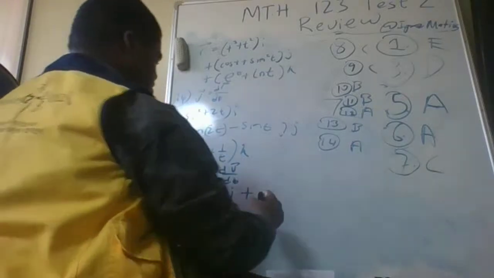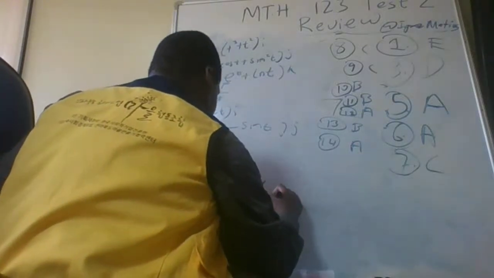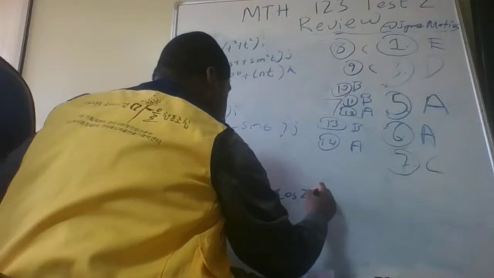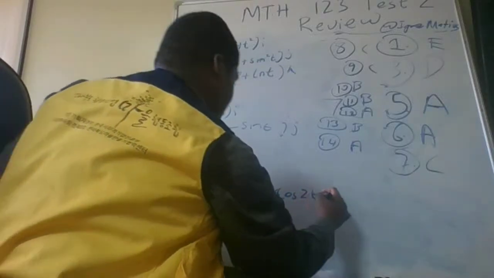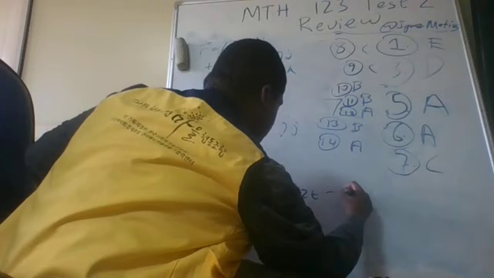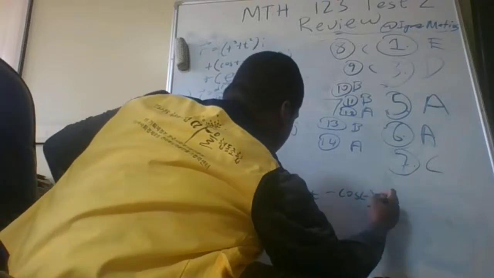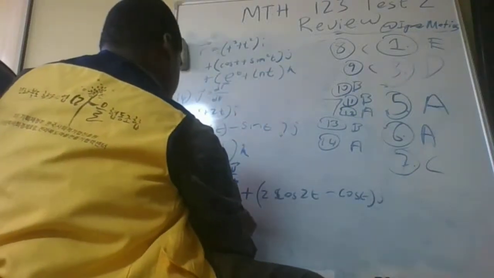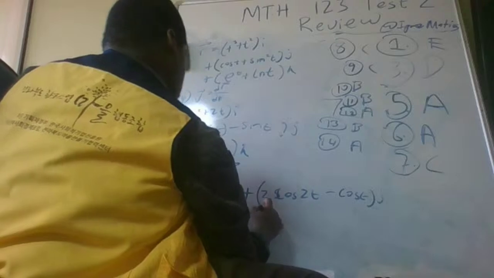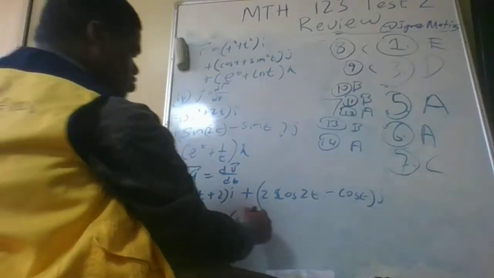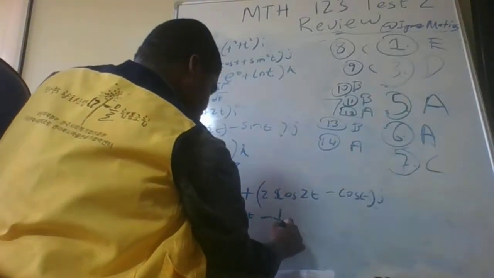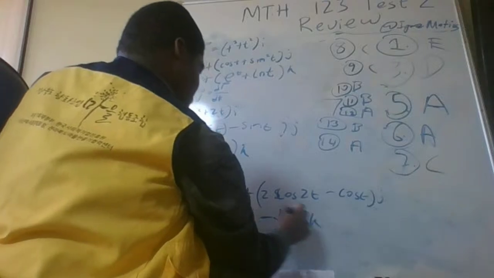plus, differentiate sine 2t, we have 2 cos 2t, minus cos t j plus e to the power of t. If you differentiate 1 over t, you're going to have minus 1 over t squared k.